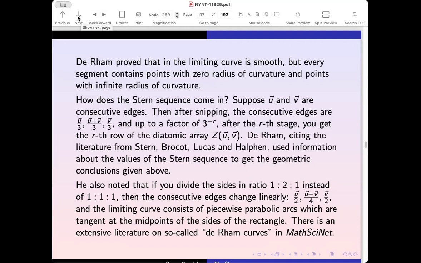Does the process depend on which polygon you started off with? I mean, different polygons give different. No, it's pretty much depends on the ratios.